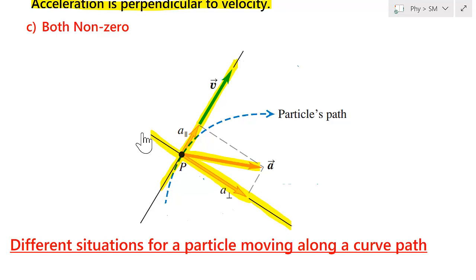So if you have an object that is moving in a straight line, in that case you have this situation. And if you have an object that is moving in a circle, in that case you have this situation. Now you have a situation in which these two components exist. This means it's neither in a straight line nor in a circle. It's some curve, but not a circle. So in that case, total acceleration will have both components. This will have a tangential component and this will have a perpendicular component.